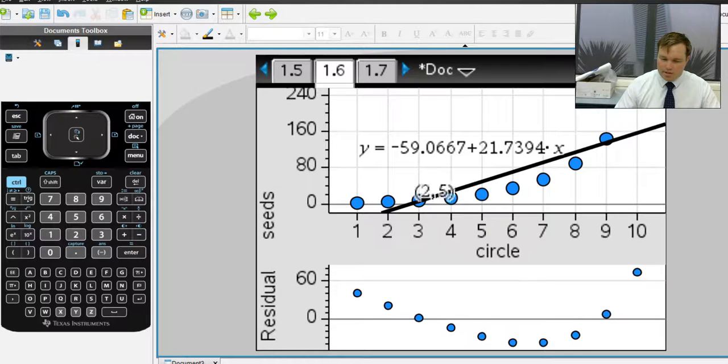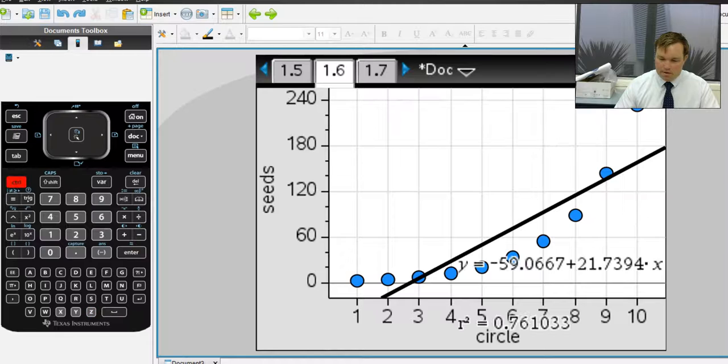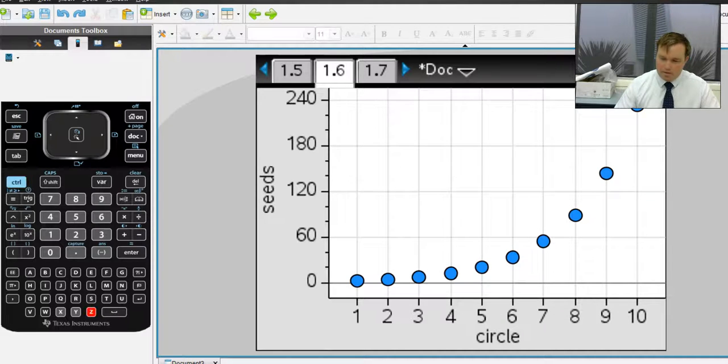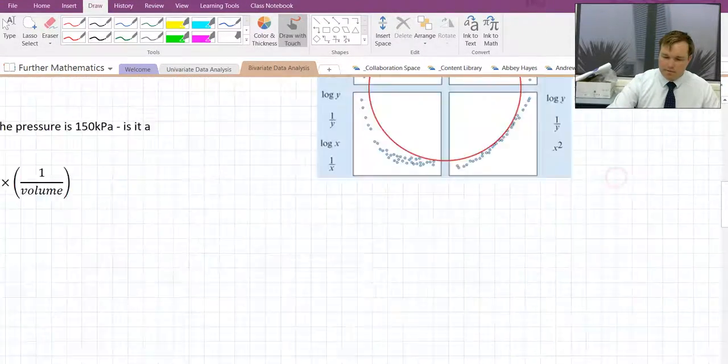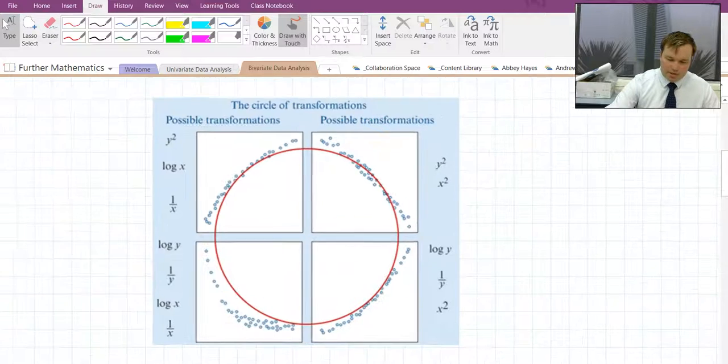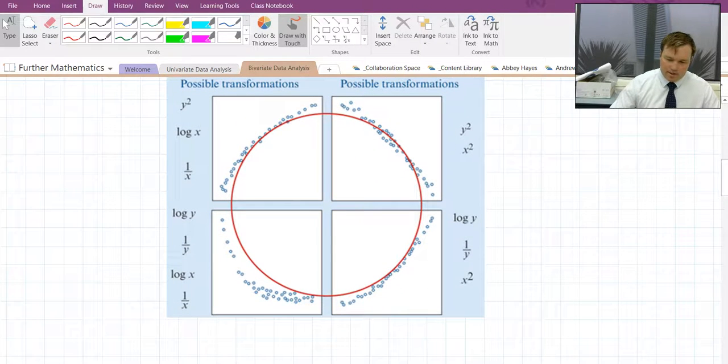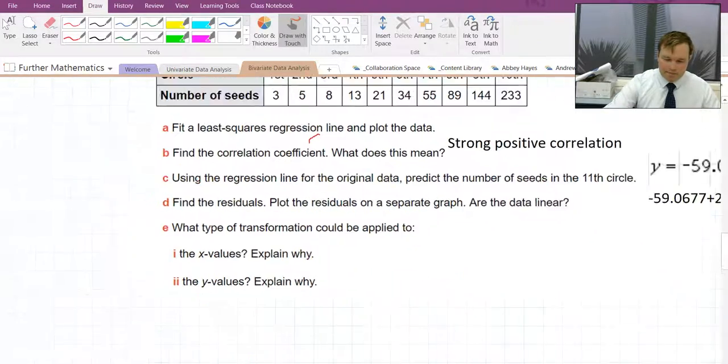What type of transformation could be applied to the x values? Alright, well our curve looks like this. I might just get rid of everything else. What transformation could be applied to the x values? Well, to figure this out, we go to our friendly transformation circle and recognize, well, the curve looks like this. So the transformation that could be applied to the x values is x squared. We could square the x term.